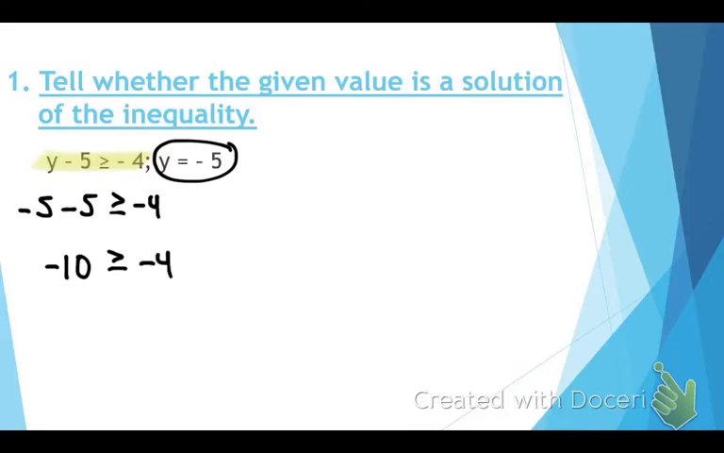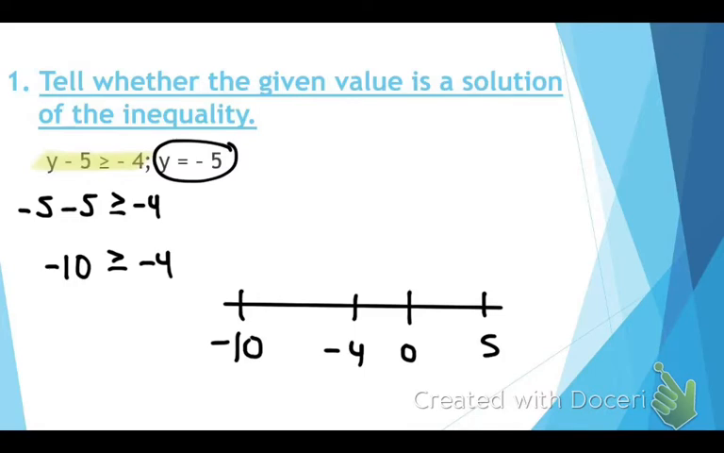Guys, think about a number line, okay? So let's imagine that we've got like a 0 right here. There's +5 over here. This is -4, this is -10. Is this truthful, that -10 is greater than -4? No, that's not truthful, so no, that is not a solution.